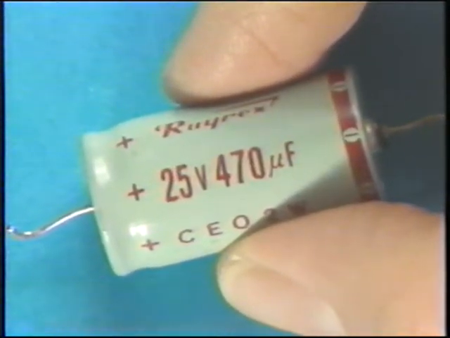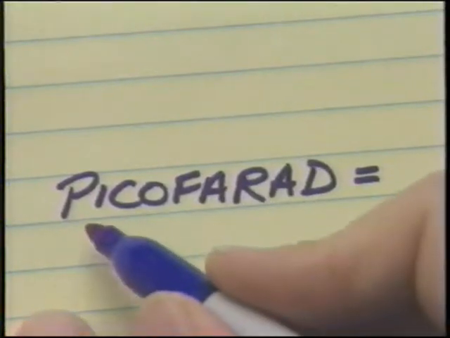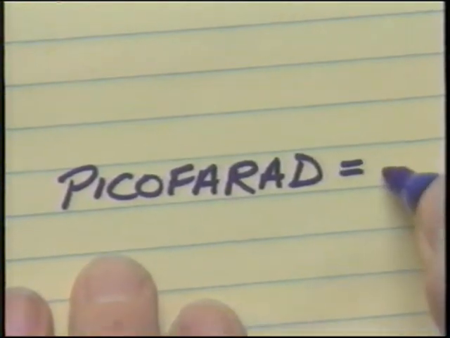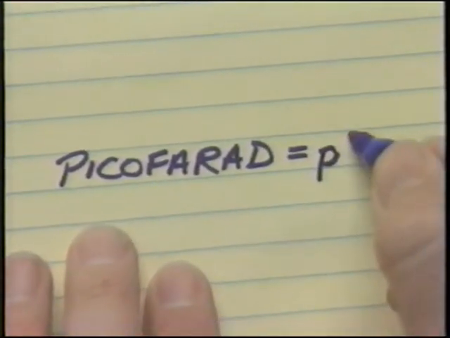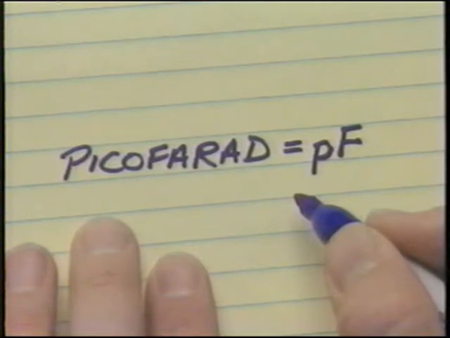A microfarad is equal to 1/1,000,000th of a farad. Another common unit of measurement for capacitance is the picofarad, abbreviated lowercase p, capital F. This unit, in effect, is a microfarad, or 1/1,000,000th of a millionth of a farad.